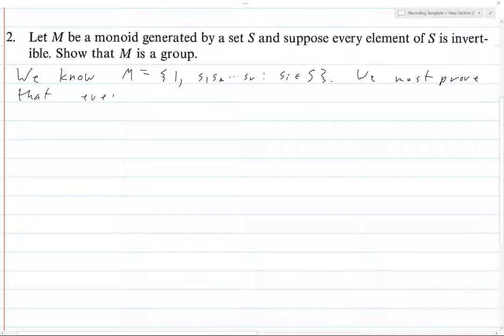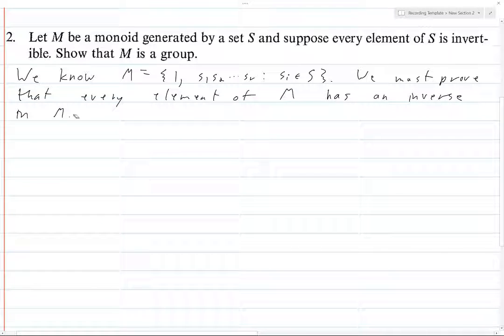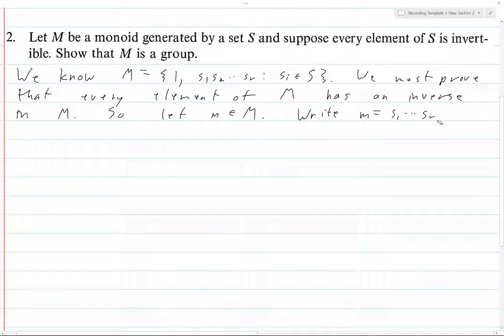that every element of M is, well, not is invertible, but has an inverse in M. So let m be an element of M, and write m as S1 through SR, where each of the Si is an element of S.